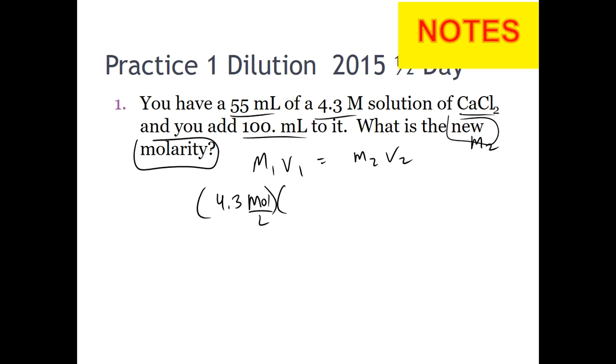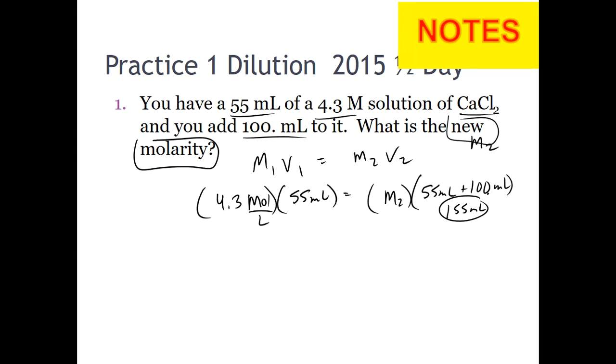Then I can see that I'm starting off with a volume. It's 55 milliliters. I can keep it in milliliters as long as it's milliliters on both sides. On the other side, well, I don't know M2 because that's the new molarity I'm trying to find. And, well, I do know the volume, but you don't want to jump the gun because you started with 55 milliliters of the solution and you're adding to it 100 milliliters of new water to that. That's going to bring it up to 155 milliliters total for V2. And that's where most people slip up, so don't be that kid, right?